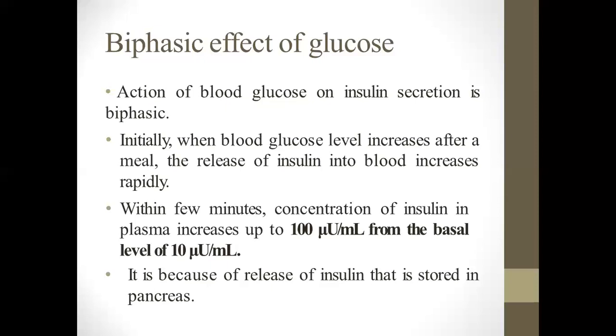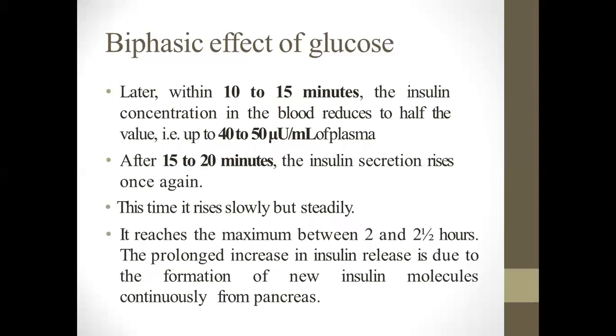That is the first piece of the biphasic effect of glucose. A few minutes later, the concentration of insulin in the plasma increases up to 100 microunit per ml from the basal level, that is 10 microunit per ml. The basal level is basically the normal level of insulin in the blood. It is because of the release of the insulin that is stored in the pancreas.